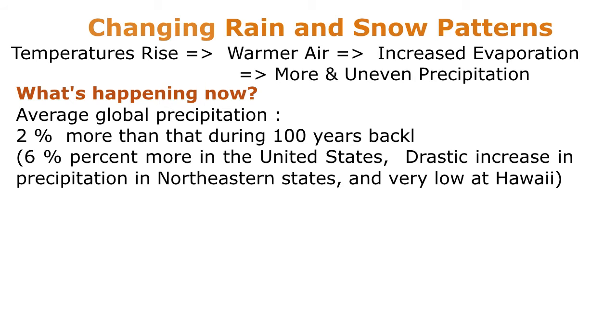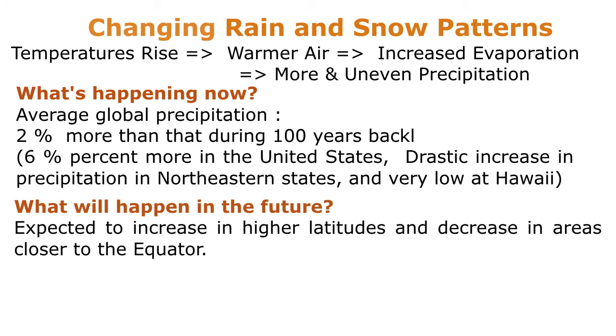So what will happen in future? Precipitation is expected to increase in higher latitudes and decrease in areas close to the equator. The northern United States will become wetter than the south, and the southwest in particular will become drier.